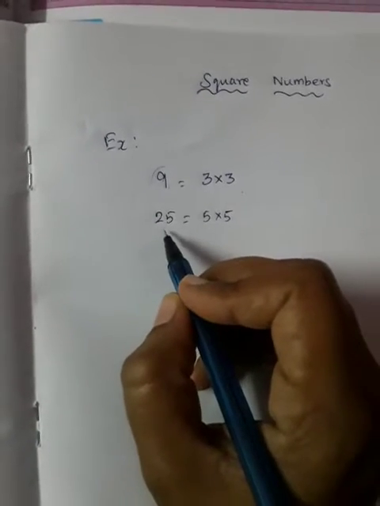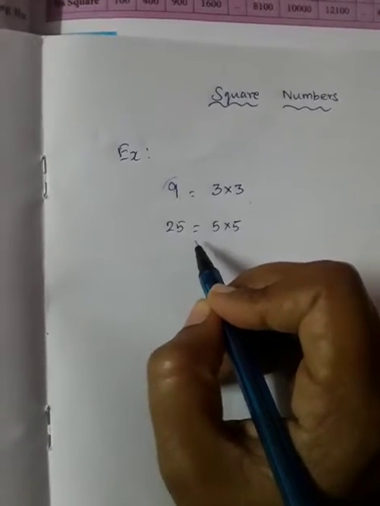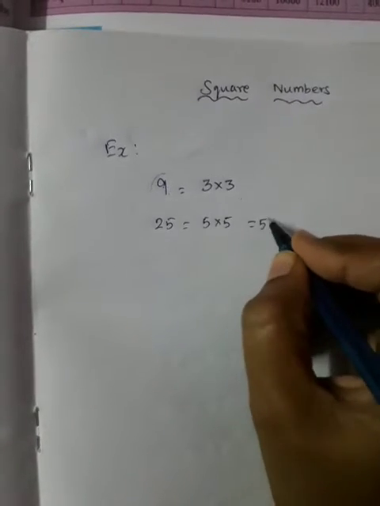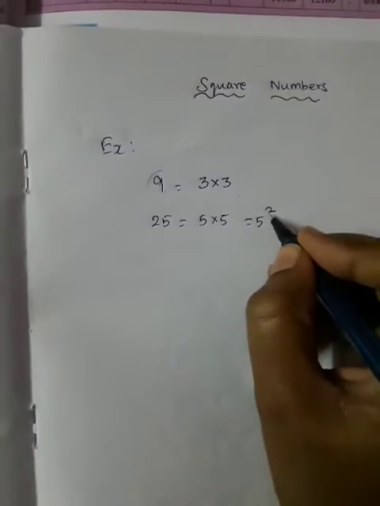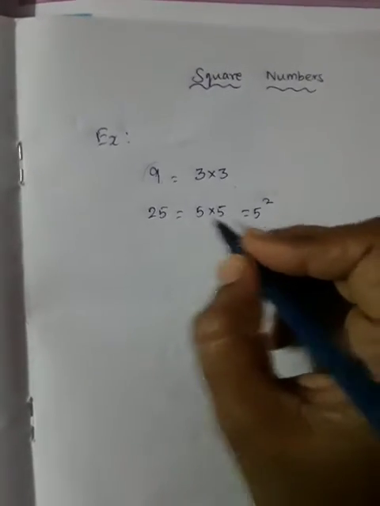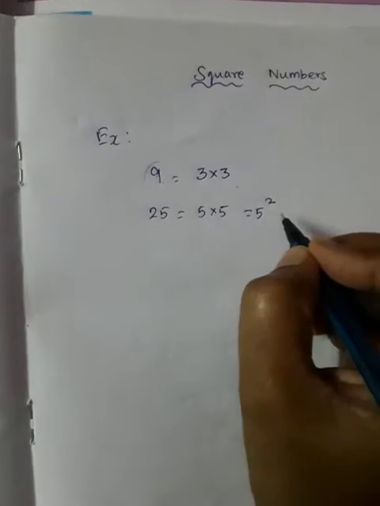For example, 25. How can you express 25? 5 fives are 25. So 5 into 5 can be written as 5 square. What is the meaning of 5 square? Multiplying this 5 two times. This is called a square number. So 25 is equal to 5 into 5. So 25 is a square number. Hope you all recalled about a square number.